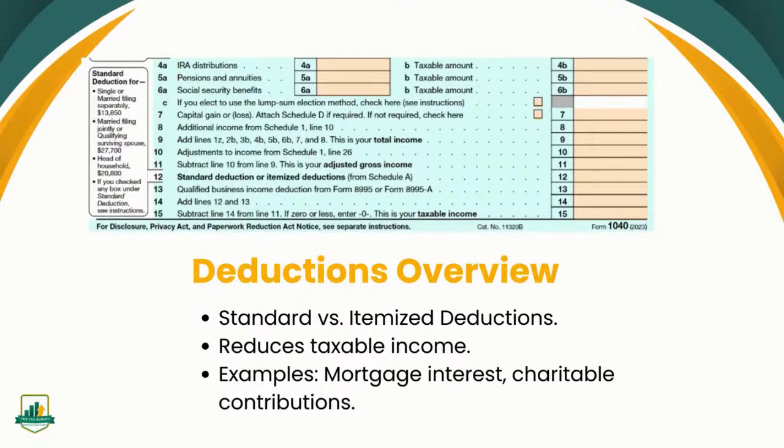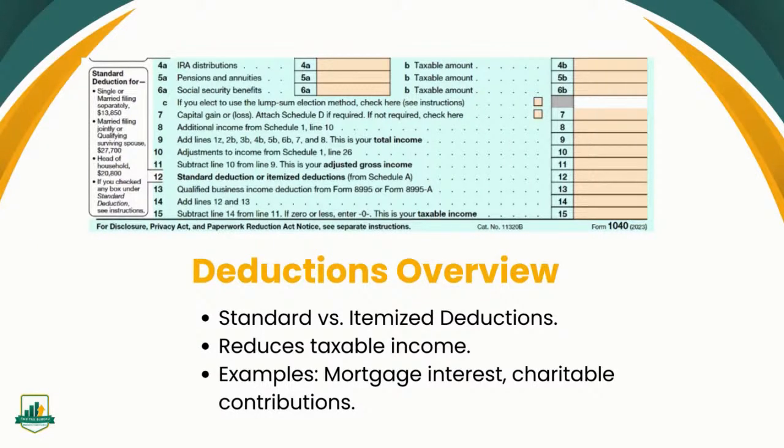Alrighty. Now line 15 right here. This is where you're going to subtract line 14 from line 11. Your taxable income on this line is going to be subtracted from your total deductions. And this is how we arrive at your adjusted gross income reported earlier in the form to determine your taxable income. If the result is 0 or less, you enter 0, indicating that you have no taxable income. These lines are crucial for determining the amount of your taxable income.